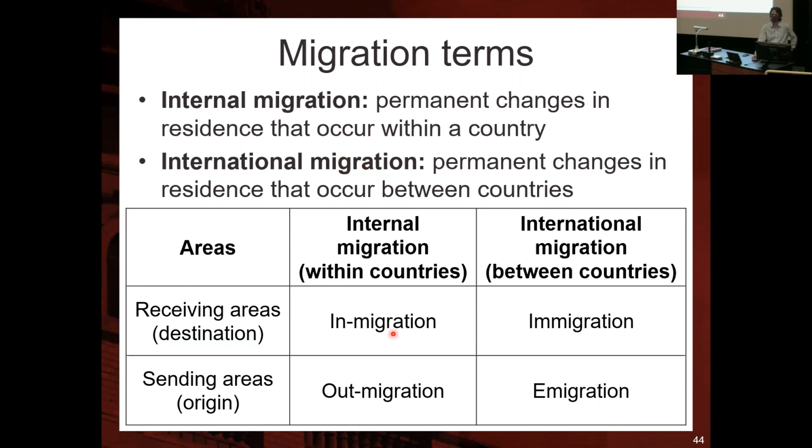If I'm doing an analysis of internal migration, so population movements within a country, and if my focus is on the effects on the area of destination, I'm talking about in-migration. If I want to see the effects of the areas that are losing that population, then I'm doing an analysis of out-migration. And same thing applies to international migration, but then the terms are immigration and emigration.